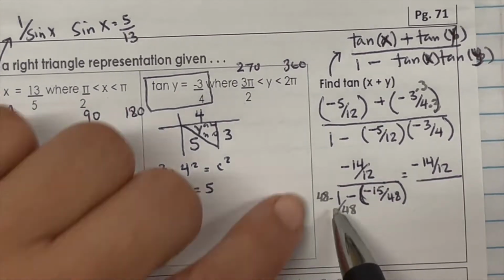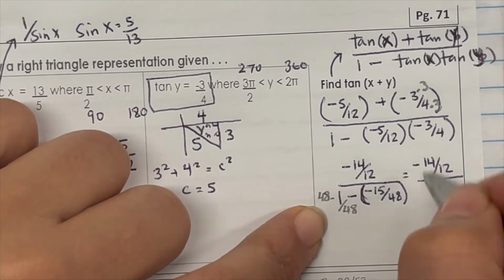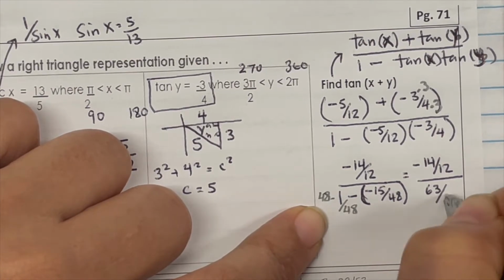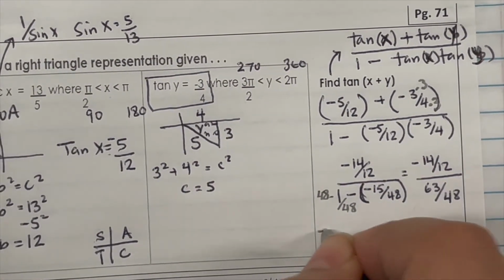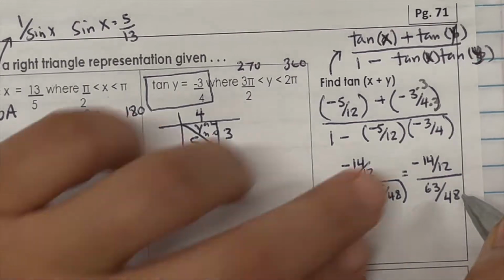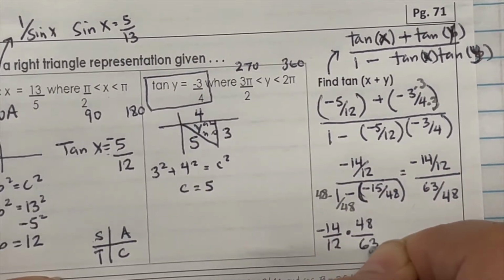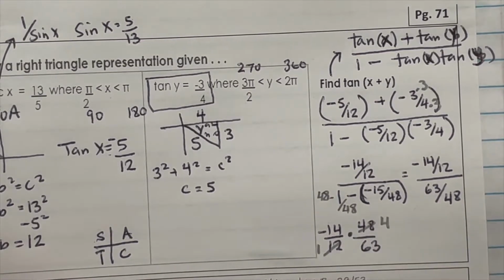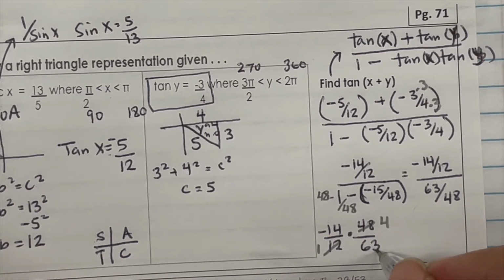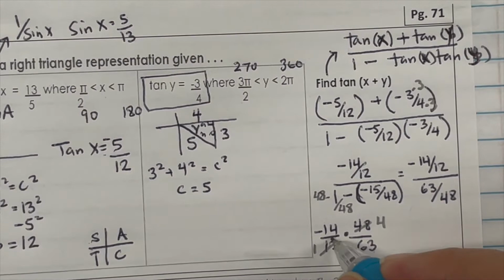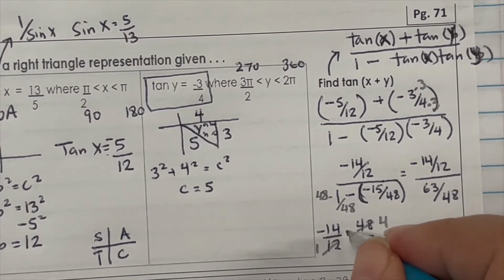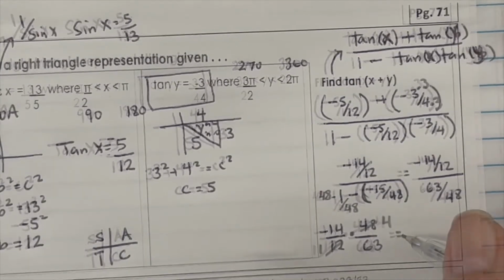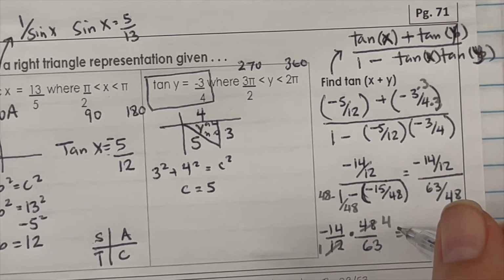So you're going to have 48 minus negative 15, so that's add-in, that's going to be 63 over 48. Keep, change, flip. So keep the first one, change the multiplication, flip that last one. Before I multiply, so my numbers are not big, I'm going to simplify. 12 goes into 48 4 times and into 12 one time. I can't simplify anymore, so now I'm going to go ahead and multiply this out. And negative 14 times 4 is negative 56 over 1 times 63, which is 63.